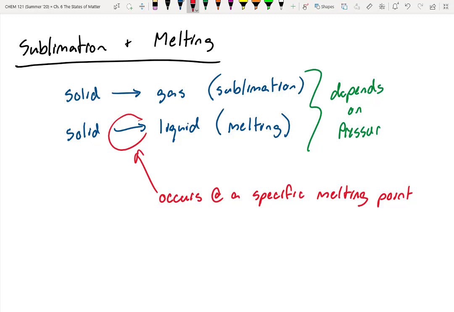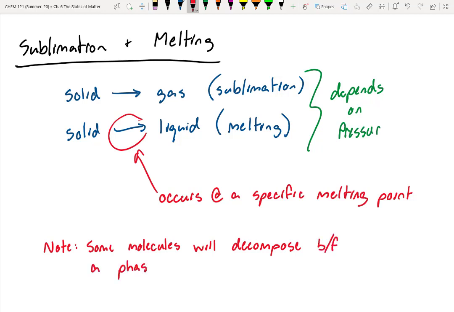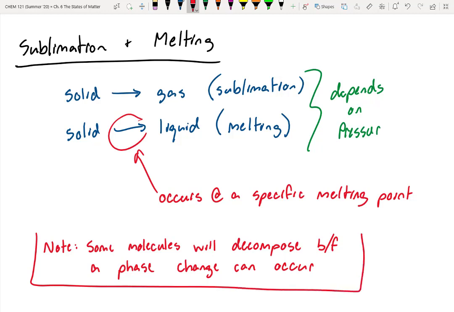All right, one other note that's kind of weird to think about, but it's important, especially in organic chemistry, is that some molecules or substances will decompose before a phase change can occur. So not all substances will melt, right? And if you really just think about this, this is common sense.